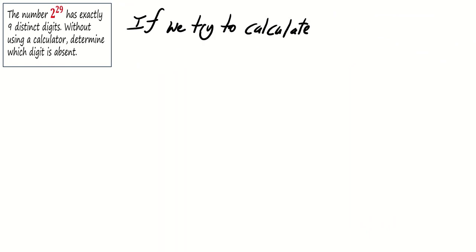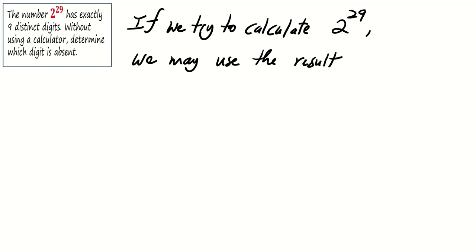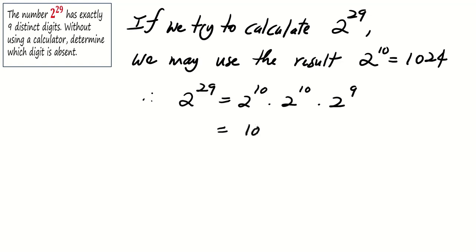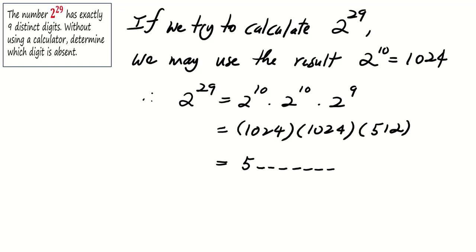If we try to calculate 2 to the power 29, we may use the result that 2 to the power 10 equals 1024. Note that 2 to the power 29 is 2 to the power 10 times 2 to the power 10 times 2 to the power 9, which equals 1024 times 1024 times 512, which easily shows that the first digit is 5 and the last digit is 2. That's all we can get if we do not calculate it in detail.